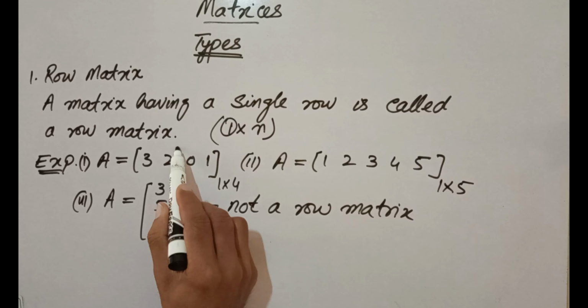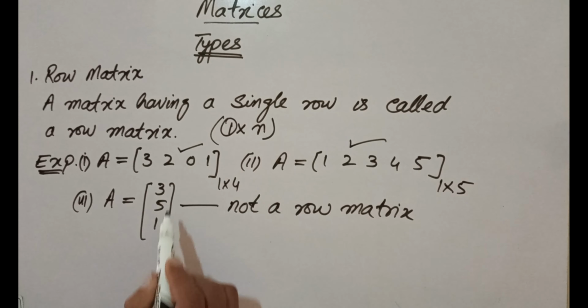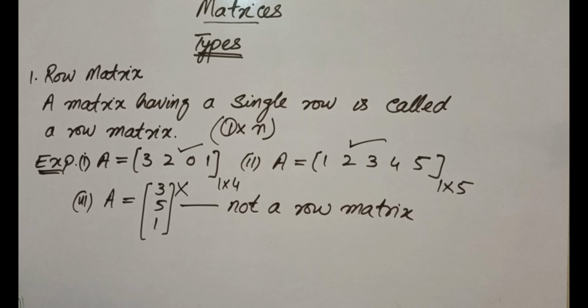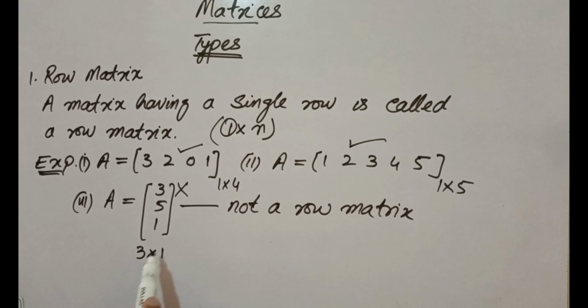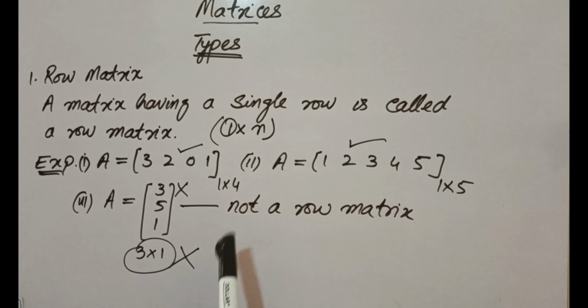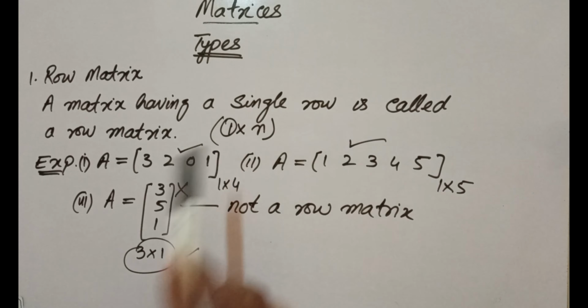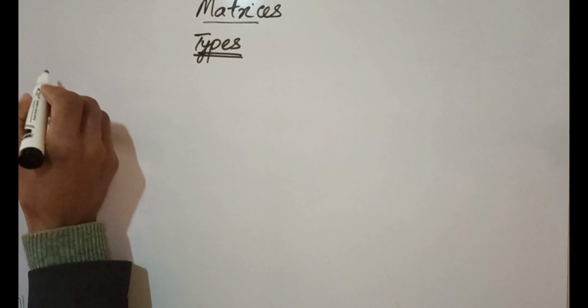This is a row matrix, but this one is not a row matrix because its order is 3 cross 1. For a row matrix, we must have a single row. Then we have the column matrix.